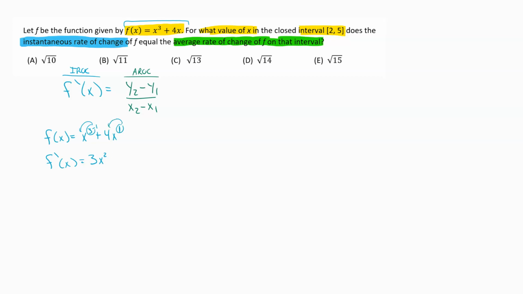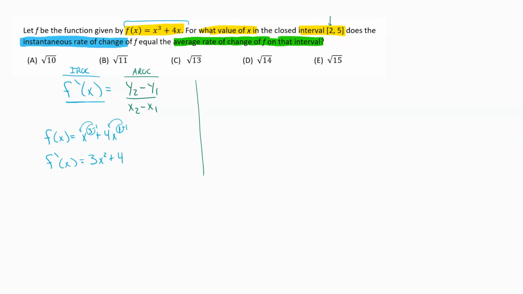We bring that down. 1 times 4 gets us 4, and then technically subtracting 1 from the power would get us x to the 0. But anything to the 0 power is just 1, so we don't need that there. We don't need 4 times 1. So there's our left-hand side of our equals. And now let's go find out what our average rate of change is.